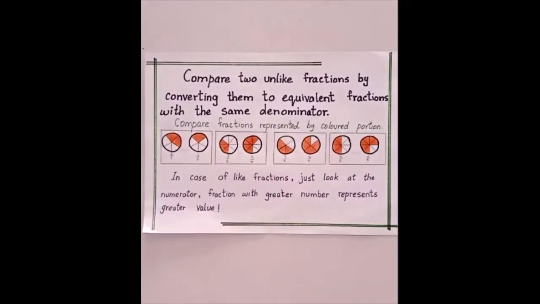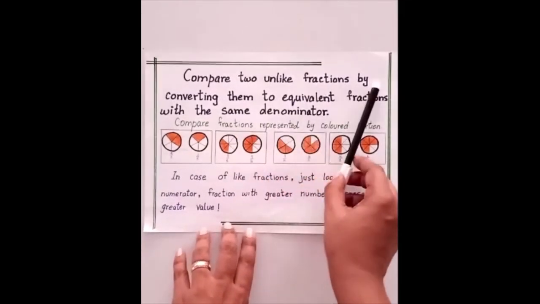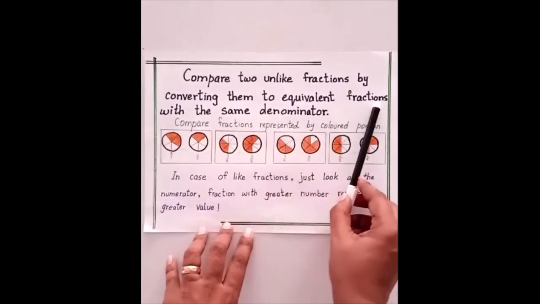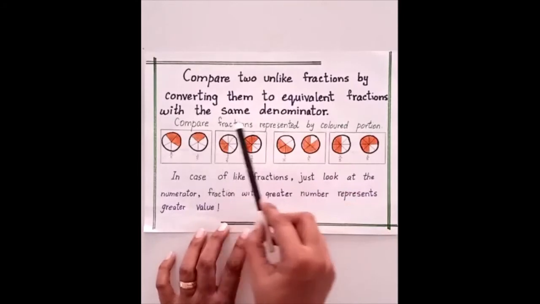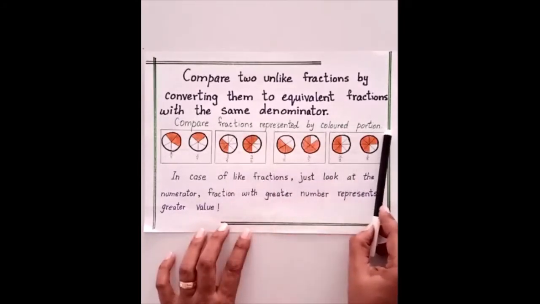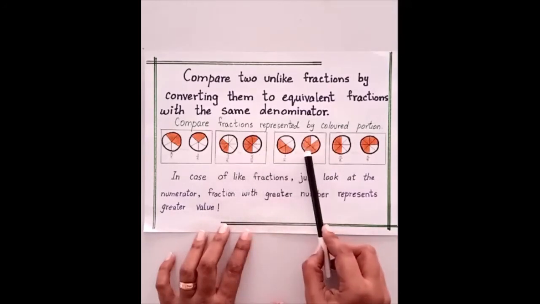Alright. In this slide, we have to compare two unlike fractions by converting them to equivalent fractions with the same denominator. Compare the fractions represented by the colored portion. These are the fractions that we have to see. Which is greater than and which is less than.